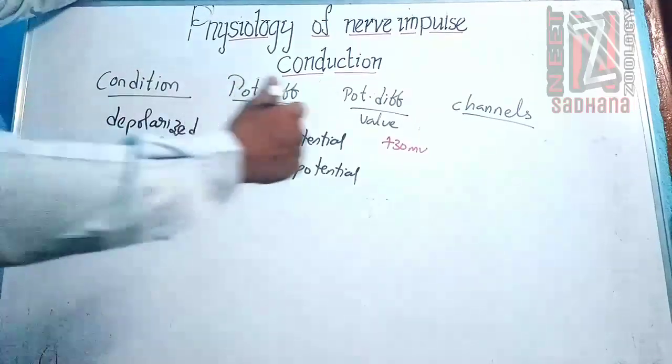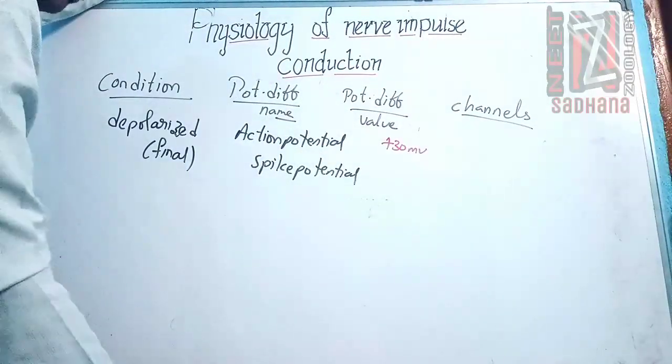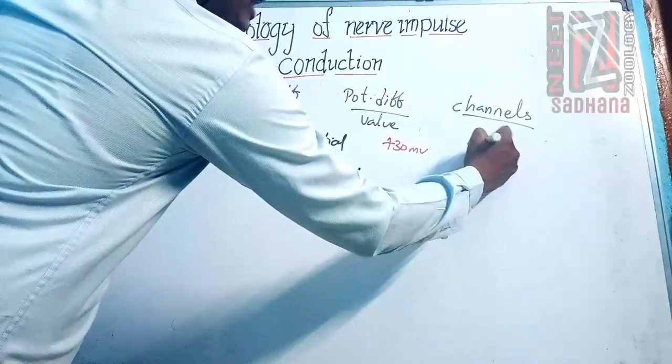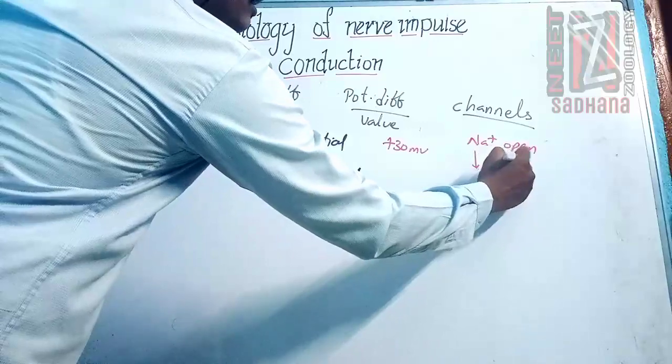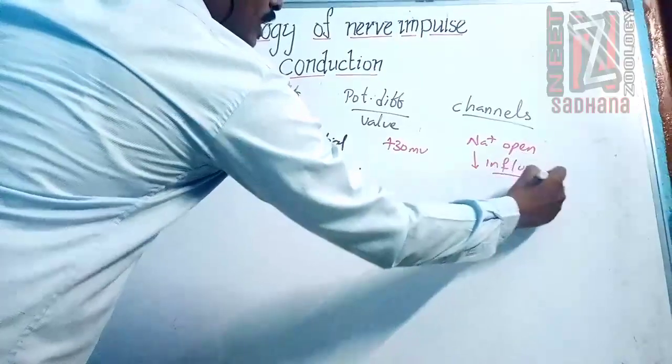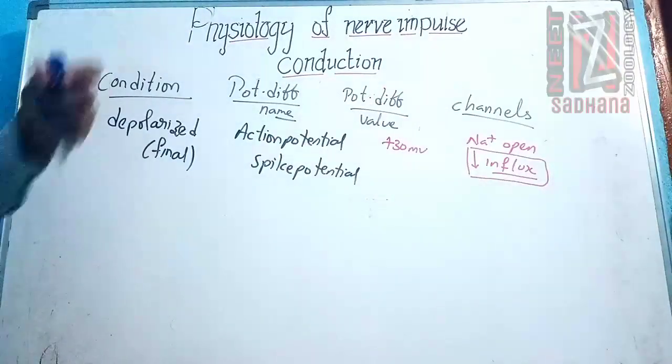So the channels, if you see, the potassium will be open. Obviously, here the main point we discussed, the sodium channels are open and there is rapid influx of the sodium ion. This is the most important point in this condition.